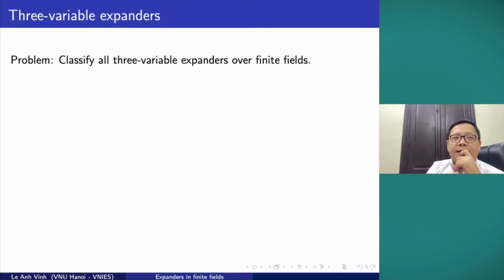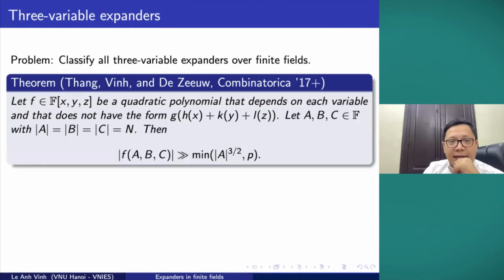Okay, so the question is whether we can classify 3-variable expanders over the finite field. And the technique here is we apply the Rudnev incidence theorem, and it is joint work between Thang, Brazil, and myself. And it's not our expectation. If the function does not have the additive or multiplicative form, then it will be an expander. The point is whether we can prove that it is a strong expander or not, or at least a moderate expander.